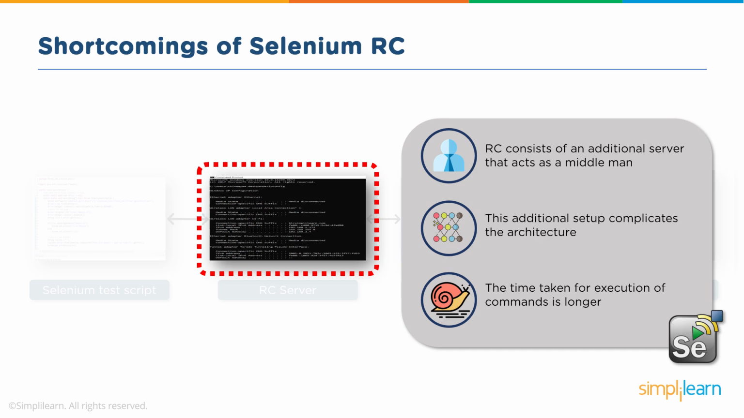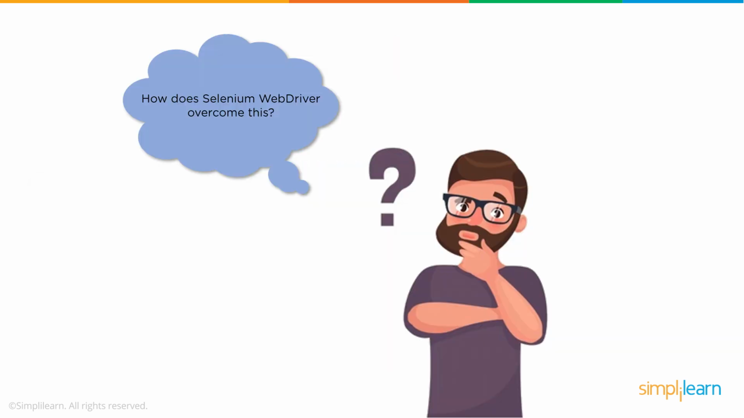It is very slow. Why? Because we saw that every command written in your test scripts needs to make a full trip from your test script to the RC server, to the core, to the browser, and then back, which makes your overall automation test execution very, very slow. So how does Selenium WebDriver now overcome this?